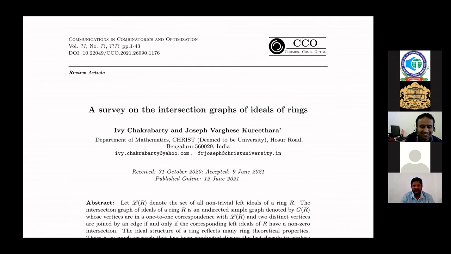Okay. You can copy or take a screenshot of the reference of the survey paper also. This will help you with further research. That is actually the motto of this workshop, to lead further research from one area to another.